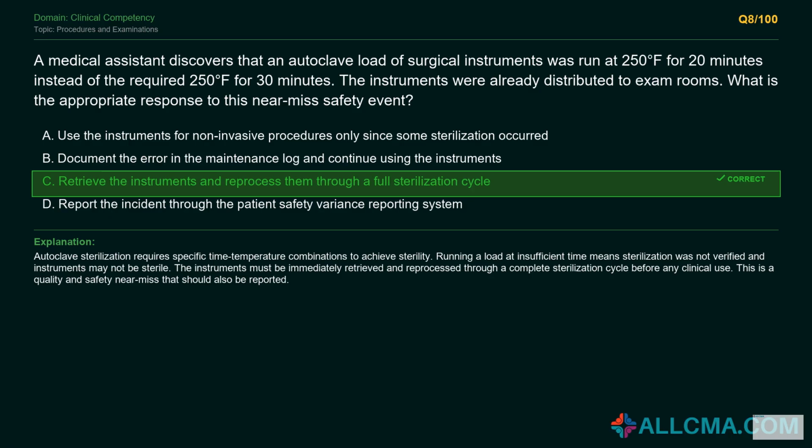Autoclave sterilization requires specific time-temperature combinations to achieve sterility. Running a load at insufficient time means sterilization was not verified and instruments may not be sterile. The instruments must be immediately retrieved and reprocessed through a complete sterilization cycle before any clinical use. This is a quality and safety near miss that should also be reported.